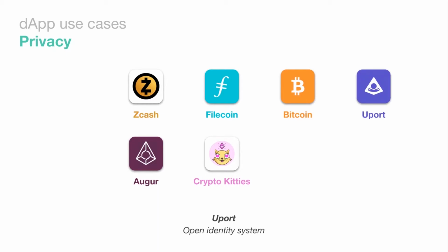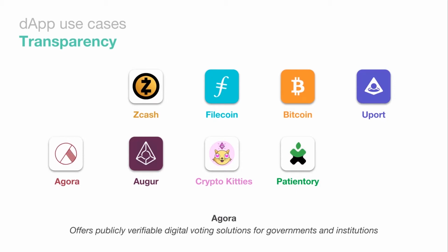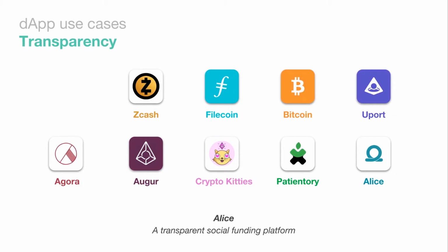Uport is building an open identity system, while Patientory provides a way to store patient data in a secure, decentralized way. Transparency is another big feature of dApps. Because the blockchain is public, everybody can retrace transactions while ensuring that the data remains untampered with. Agora is building a blockchain-based digital voting solution, and Alice tackles the transparency problems found within charities.